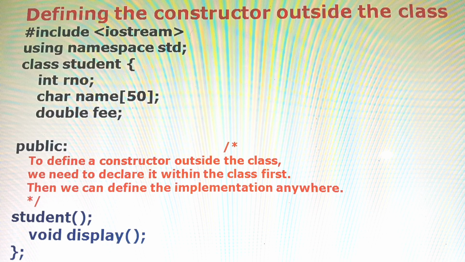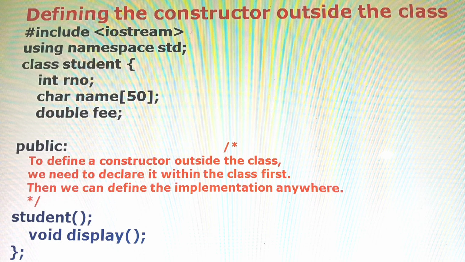named student. Then declare the variables roll number, name, and fee. We can declare them one by one. Then we have to declare two member functions. One is the constructor, the second one is a normal member function. The constructor name is student, the same name as the class name. First you have to declare that, then the normal member function display.